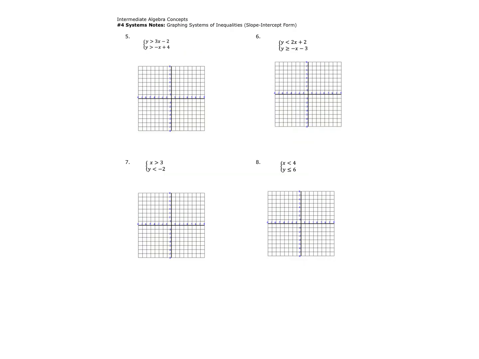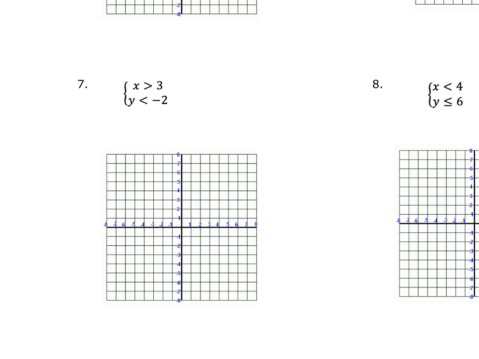We're going to skip number 5 and number 6, but let's talk about number 7 and number 8. So usually you're seeing it in that y = mx + b, that slope-intercept form. This isn't slope-intercept form, but we can still graph it. This first one says x is greater than 3. Well, on your graph, you have an x-coordinate and you have a y-coordinate.